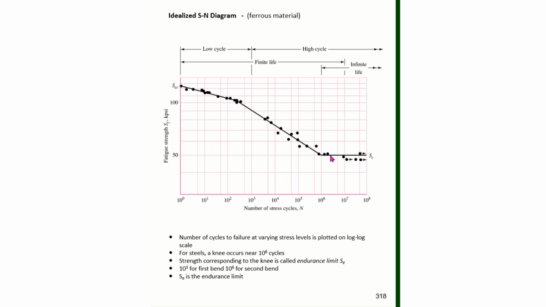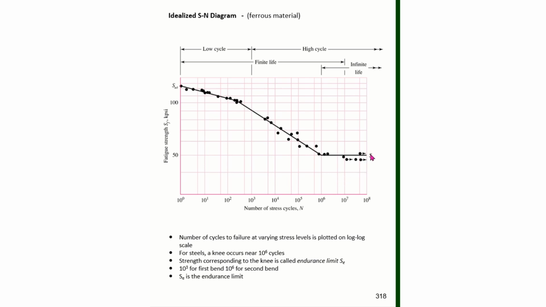And then above 1,000,000 cycles, we see that the SN diagram goes horizontal, which means that any stress in this region here, any stress below the endurance limit, will never cause a fatigue failure. And that's actually the definition of the endurance limit.